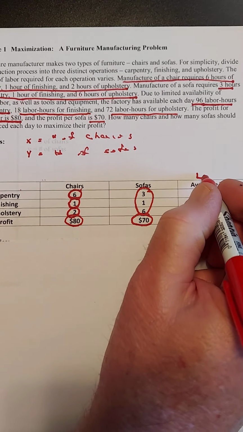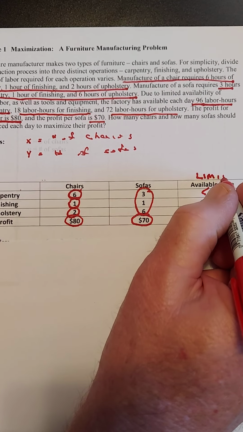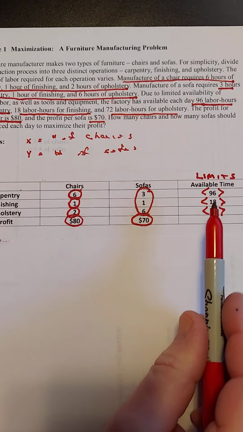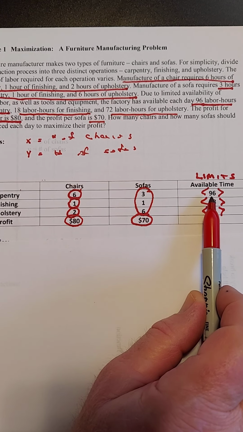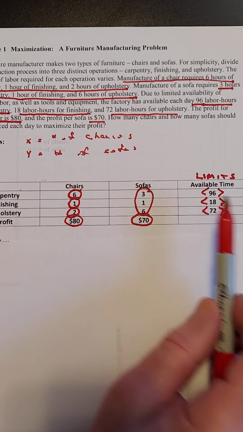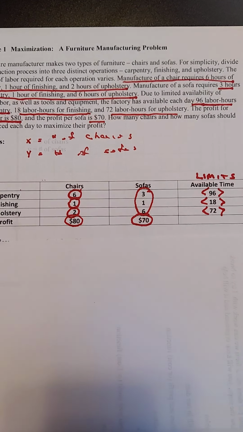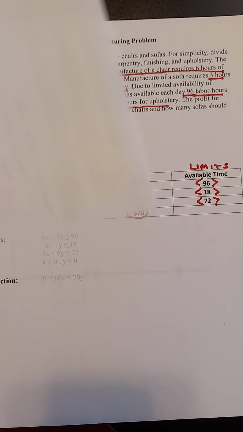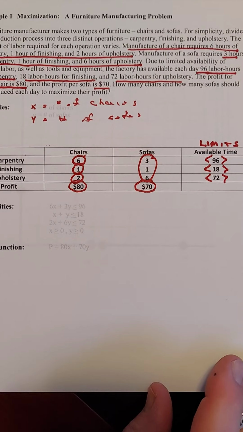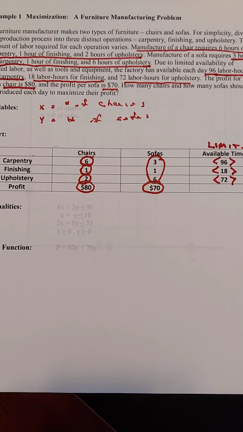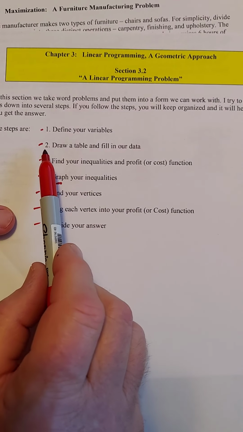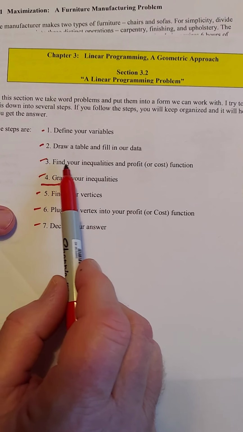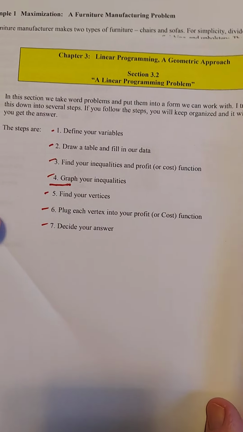These numbers over here could be thought of as limits. These are all that's available. So if I had 96 hours available for carpentry, that means I can't go over 96. I could go less than that, but I can't go more than that. Okay, now what? Well, now that you got your chart, now you want to come up with the inequalities. If you go back to the first page, we defined our variables. We just finished the table. Now we're going to do the inequalities, and then we're going to graph it.